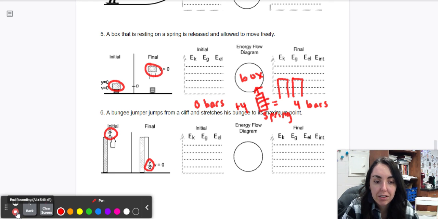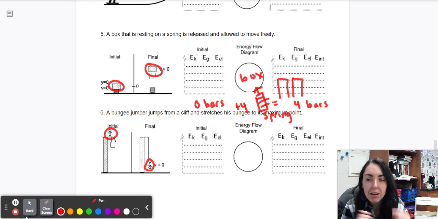All right, so that's energy bar charts. Again, really similar to energy pie charts, but they just let us do a little bit more. They let us show that energy transfer in and out of the system.